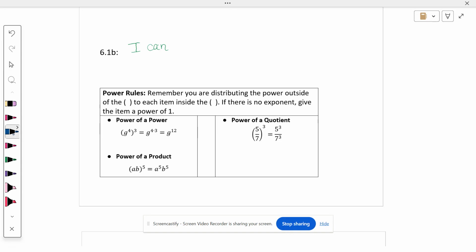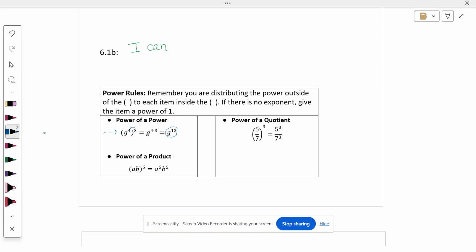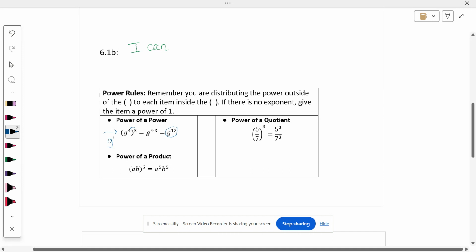So for our first example, a power of a power, I have g to the 4th power raised to the power of 3. This becomes a multiply. 4 times 3 is 12. So this is equivalent to g to the 12th. Why does that work? Well, g to the 4th power raised to the power of 3 is the same thing as g to the 4th times g to the 4th times g to the 4th. And we know from the product rule, you just add those exponents. 4 plus 4 is 8, plus 4 more is 12.